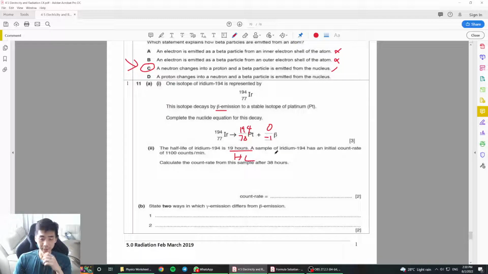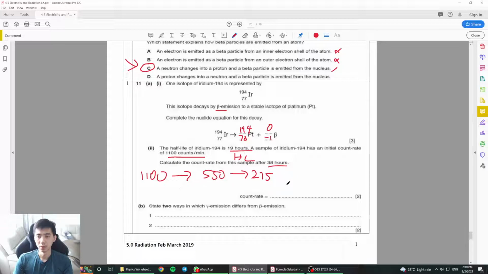So this is the half-life. The sample has an initial count of this amount. Calculate the count from the sample after 38 hours. So it goes through 2 half-lives, right? So 1100 after the first half-life becomes 550. After the second half-life, it becomes 275, right?